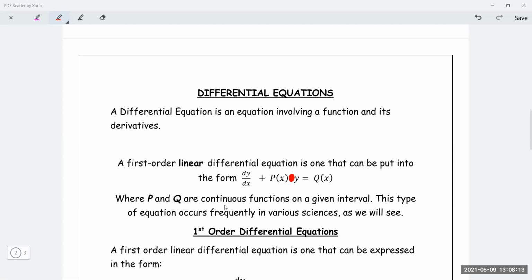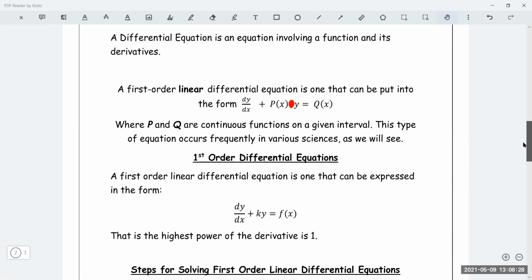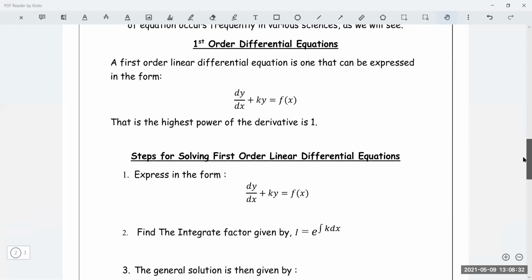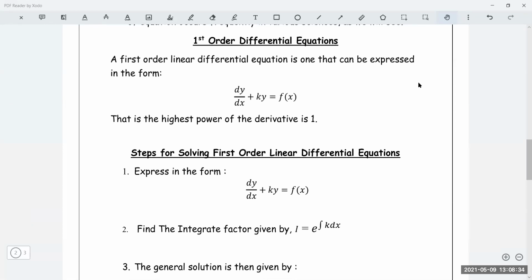We already know what a continuous function is from module 2. This type of equation occurs frequently in various sciences, as we will see. We will see that in second order very soon. So, Marika, we're looking at first order differential equations, and it's very short. It's not even a 1 day topic, it's a 5 minute topic. This is how we solve it.